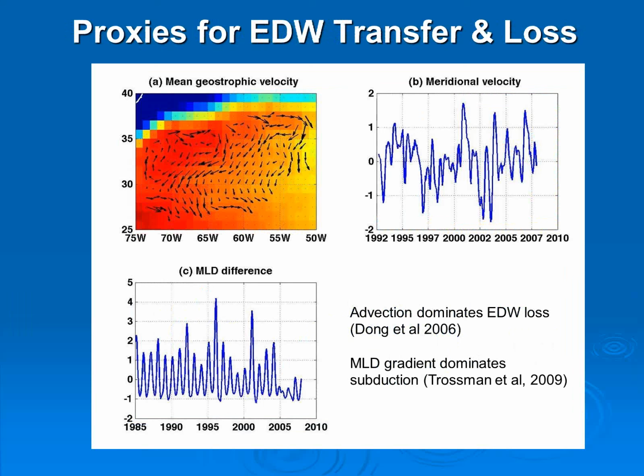A previous study also indicated that the EDW loss is related to advection, the water advected out of the region. So we are going to use velocity to approximate the loss by advection. There are also other studies indicating that the mixed layer depth gradient dominates subduction. So we tried using the mixed layer depth difference in the two regions to approximate the transfer term between the two regions.